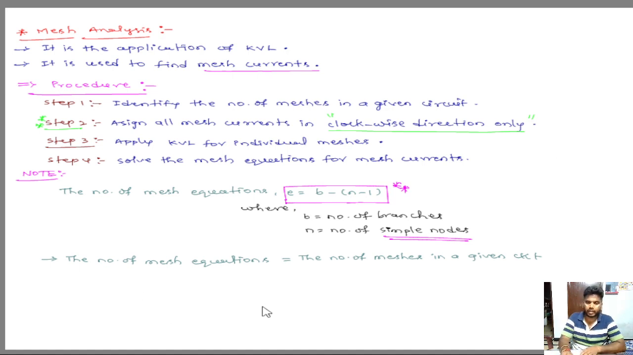Or the direct formula is that the number of mesh equations is equal to the number of meshes in a given circuit. This is direct, and it is very important. And next, the mesh equation.